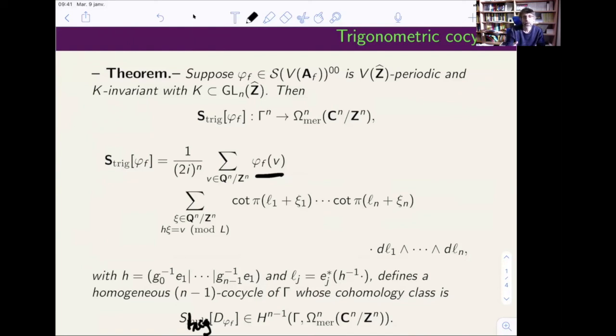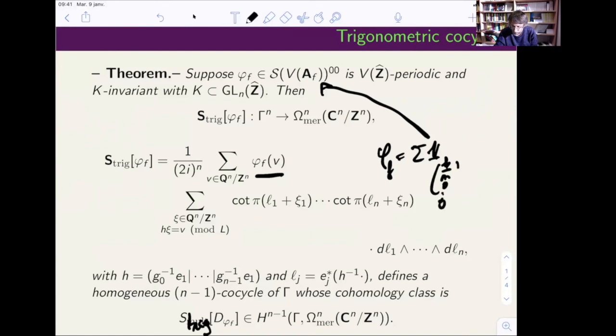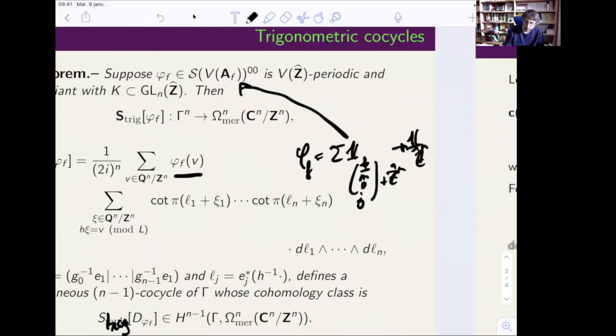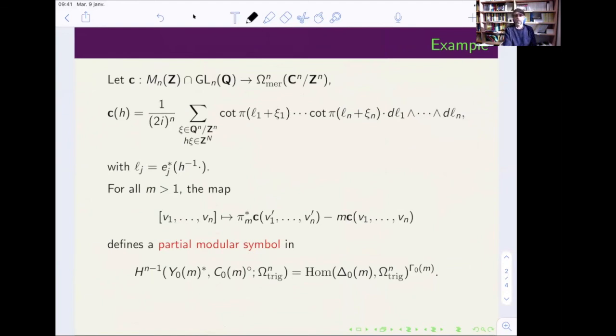So let's look at an example to conclude. Let's look at the example where phi f is the function I have mentioned earlier, meaning the sum of the characteristic function of k over m, (0,0) plus Z hat minus m, characteristic function of the lattice. So this is maybe the simplest function that satisfies this condition. And then let's look at the map that we can construct using this.